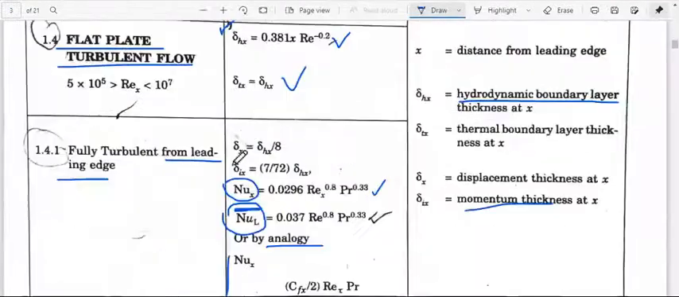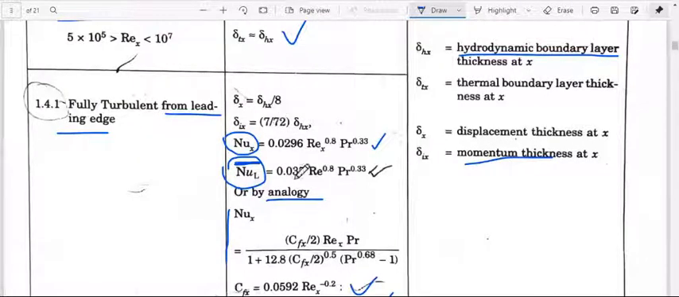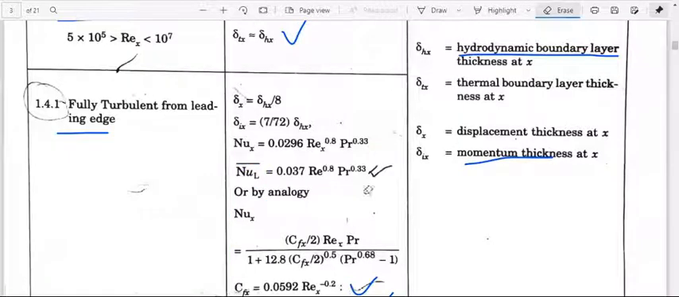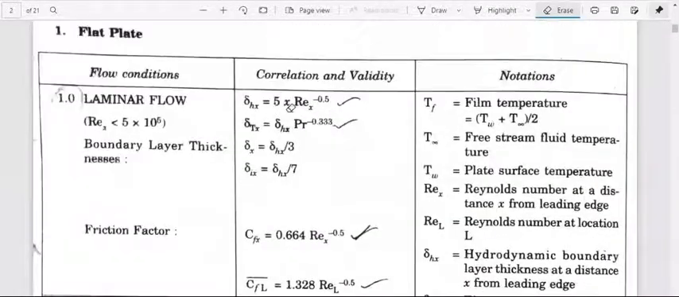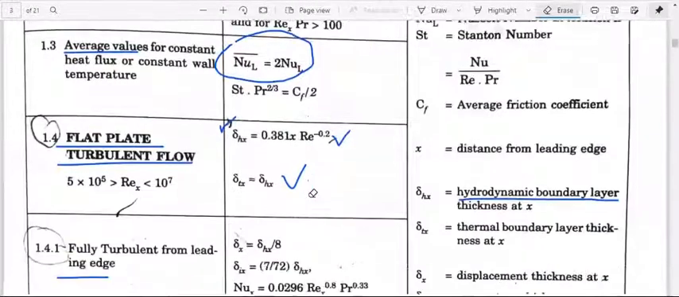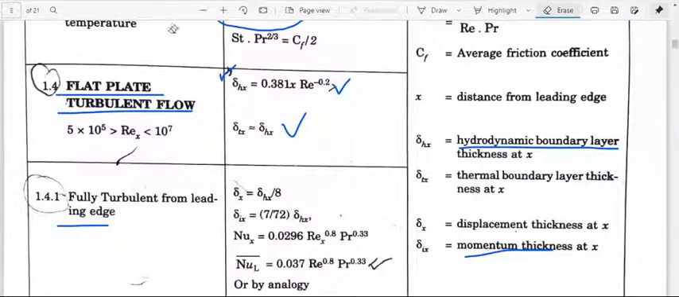Hydrodynamic boundary layer. In the turbulent case, what is the hydrodynamic boundary layer? Here, delta Hx is equal to 5x into Rex power minus 0.5. Okay, that is laminar flow. Now in this problem it is turbulent flow. Am I right? That's why I'm considering delta Hx as the hydrodynamic boundary layer.